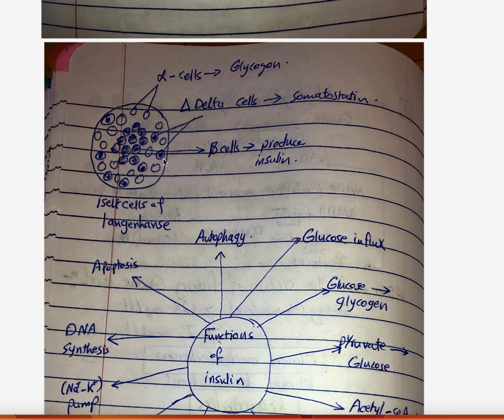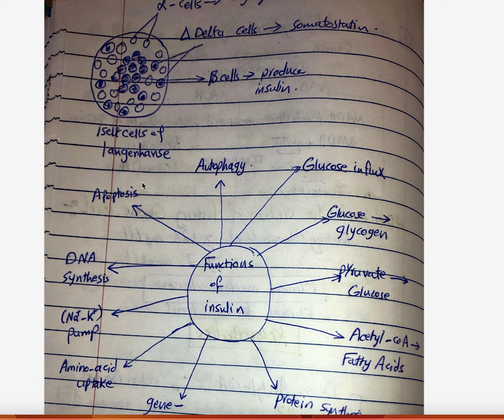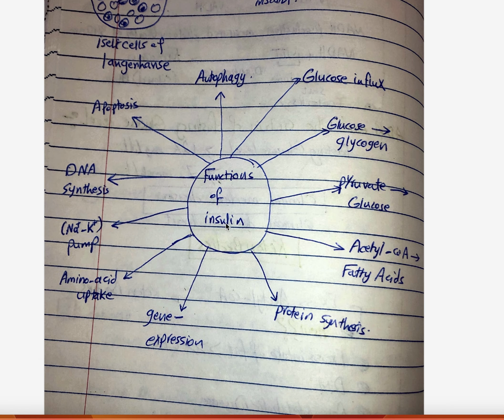So as you can see here, the islets of Langerhans: in the center, beta cells responsible for the production of insulin, then we have the delta cells for somatostatin, and alpha cells for glucagon. What are the functions of insulin? And I think there is something wrong here, because actually insulin is an anabolic hormone, as you can see. It's responsible for the glucose influx.